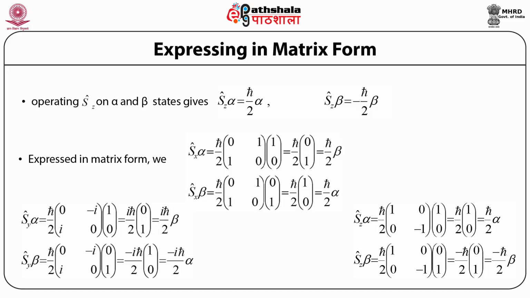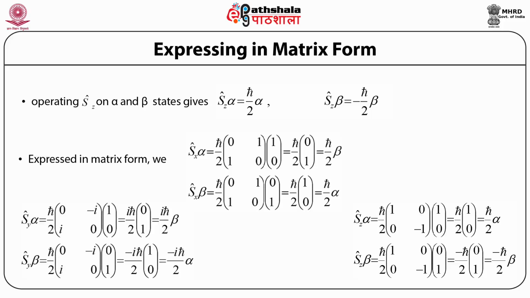So what this means is that when the spin operator Sy, that is the y component of the spin operator, acts on the spin up state, it returns an eigenvalue iota times h cross by 2 and the eigenstate beta, that is the spin down state.